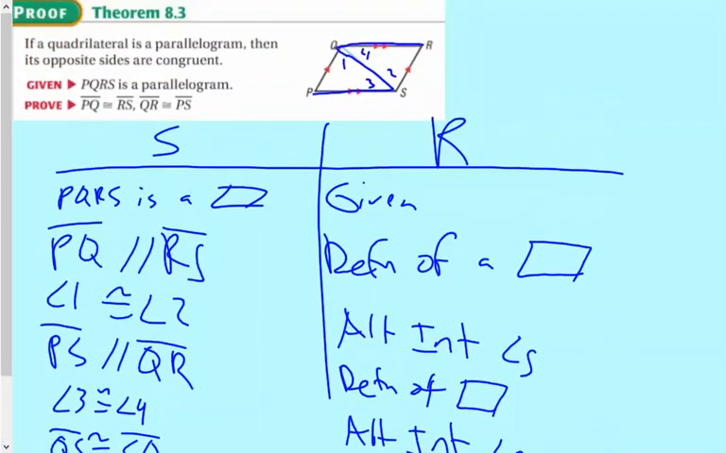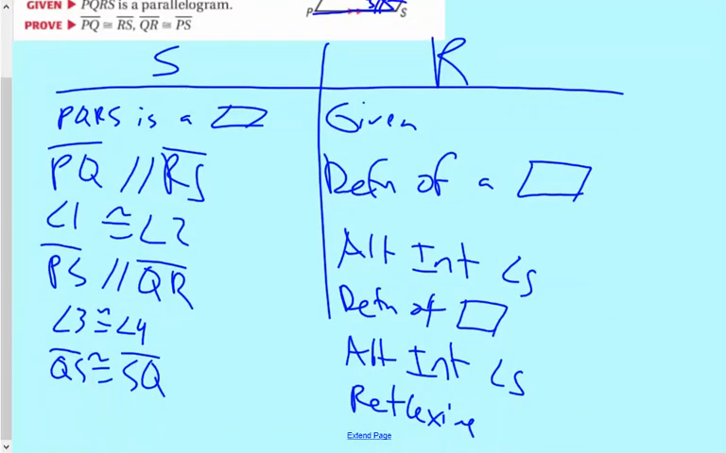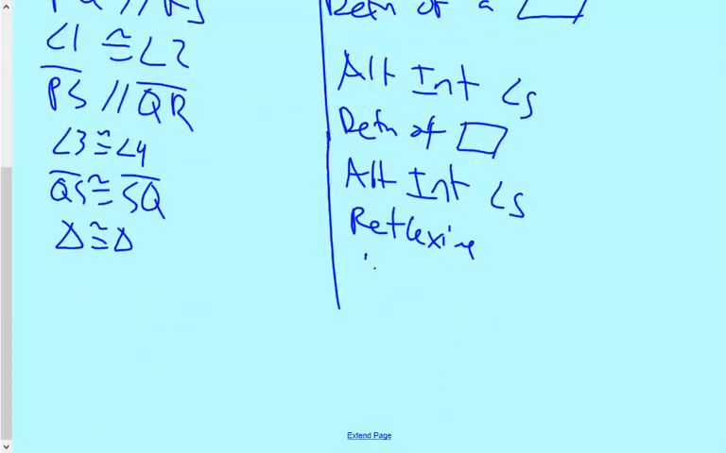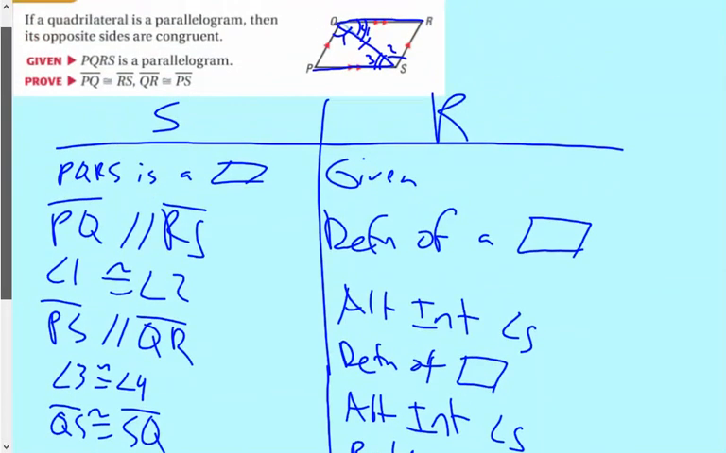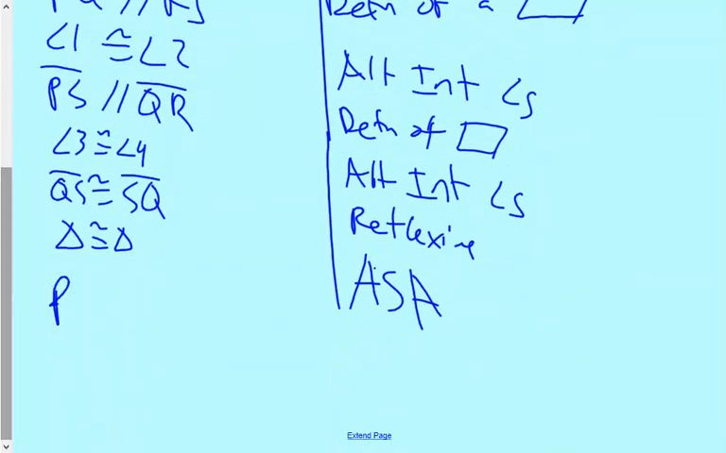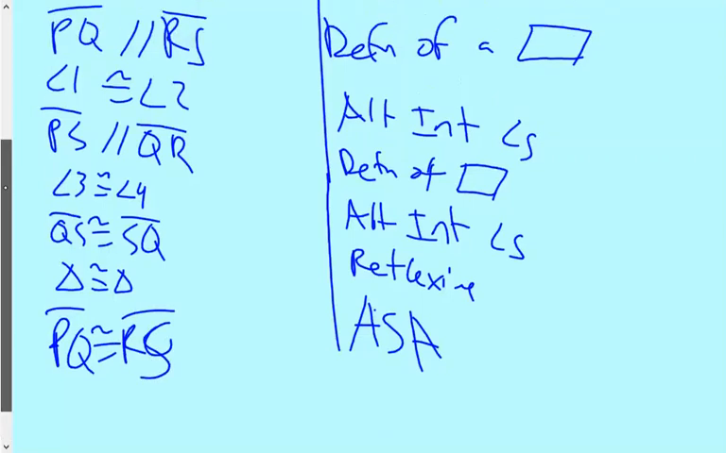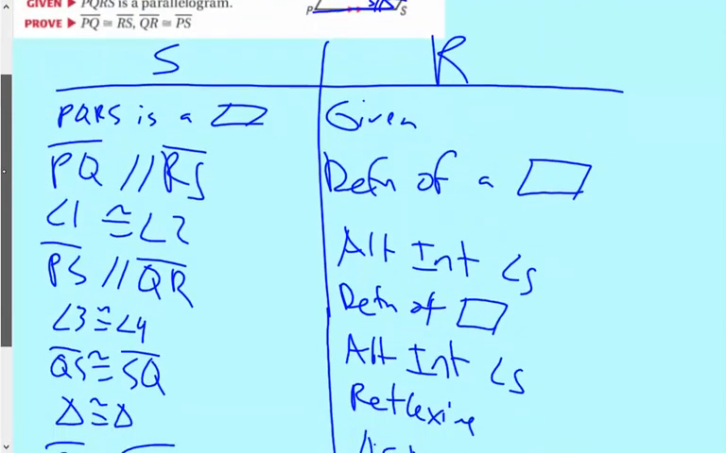And then the triangles are now congruent. So this is congruent there, and I should mark my angles, 1 and 2, 3 and 4. Okay, so angle side angle. And then since the two triangles are congruent, the sides are congruent. So in PQRS, PQ is congruent to RS, and QR and PS.